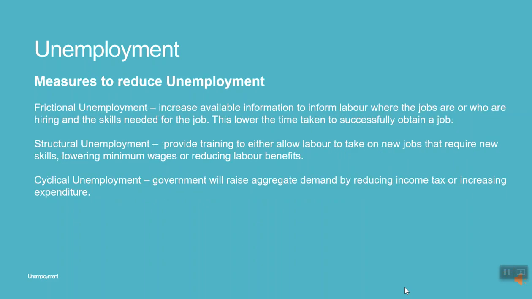Measures to reduce unemployment. Frictional unemployment. Increase available information to inform labor where the jobs are or who are hiring and the skills needed for the job. This lowers the time taken to successfully obtain a job. Structural unemployment. Provide training to allow labor to take on new jobs that require new skills, lower minimum wages or reduce labor benefits. Cyclical unemployment. Government will raise aggregate demand by reducing income tax or increasing expenditure.